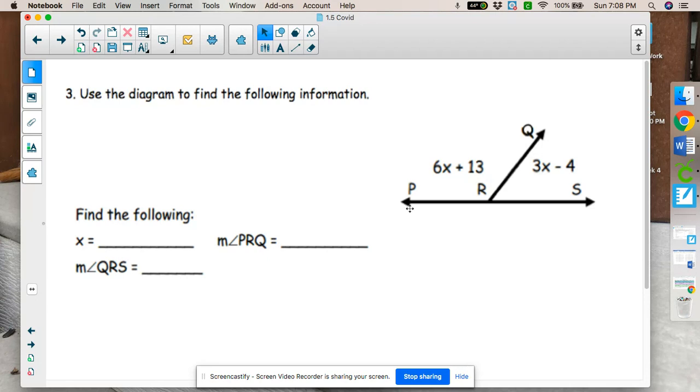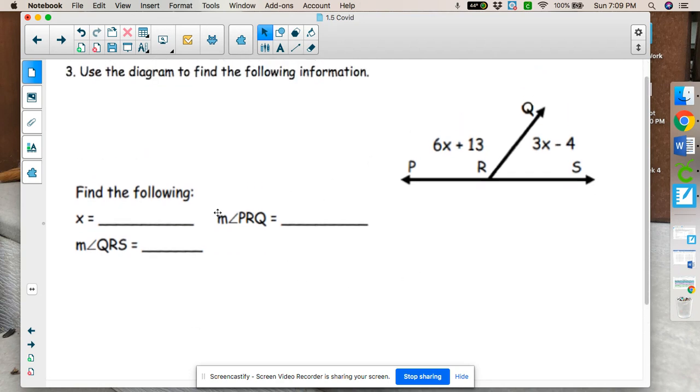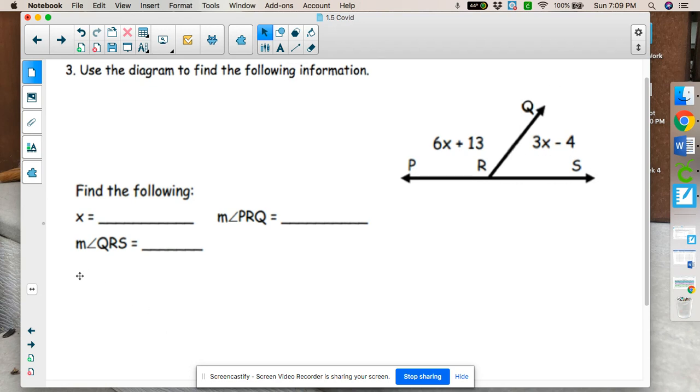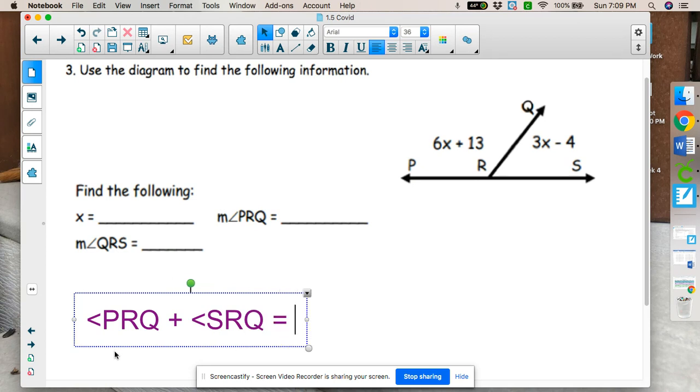Now this one here, I'm just going to help get you guys set up, and you're actually going to solve it on your own. So this one would work the exact same way. If I'm trying to find x and then find the measure of PRQ and QRS, this would work the exact same way using the angle addition postulate. I'd have angle PRQ plus angle SRQ, and that's equal to the whole thing, angle PRS.